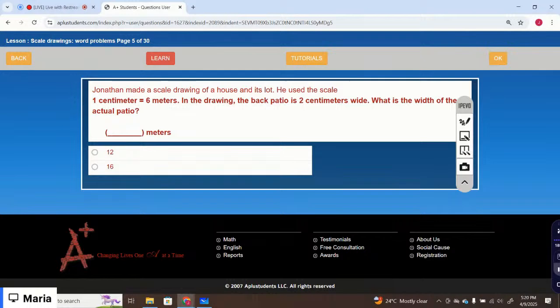That is 12 meters. Option number one is the correct option. 12 meters it is.